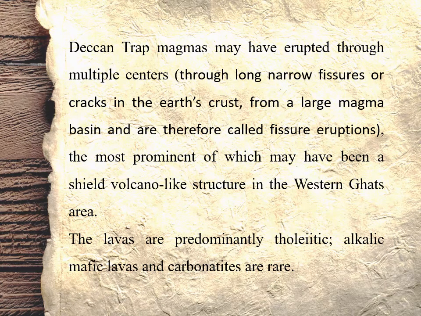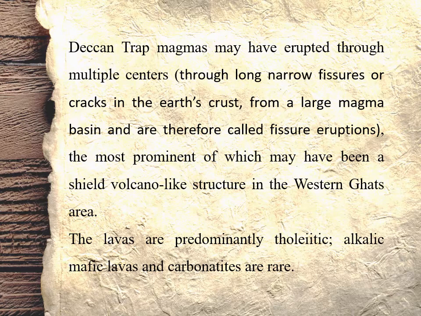Now the Deccan Trap magmas have erupted through multiple centers. People thought that it erupted through fissure eruptions, in which there are multiple surface openings from which the molten material came to the surface. Also these came out through some shield volcanoes and formed shield volcano-like structures in the Western Ghats. So there is not a fixed particular point from where these Deccan Traps came out and spread, but instead there are multiple openings from where these effusive igneous rocks came out to the surface and spread laterally.